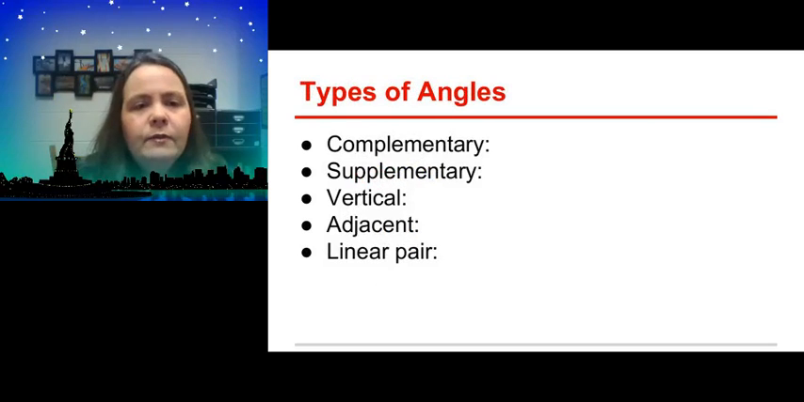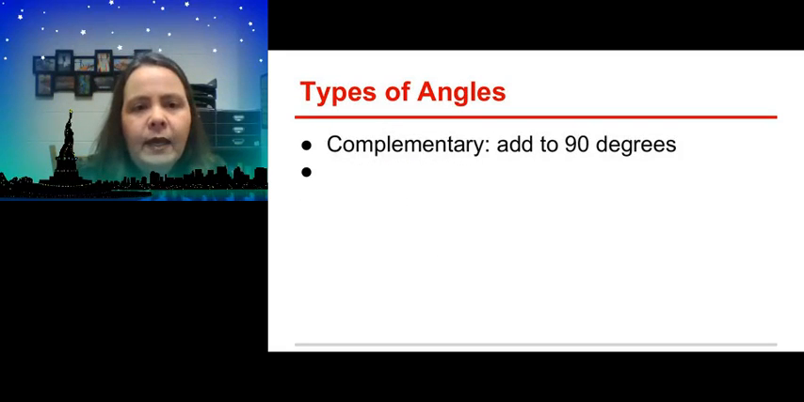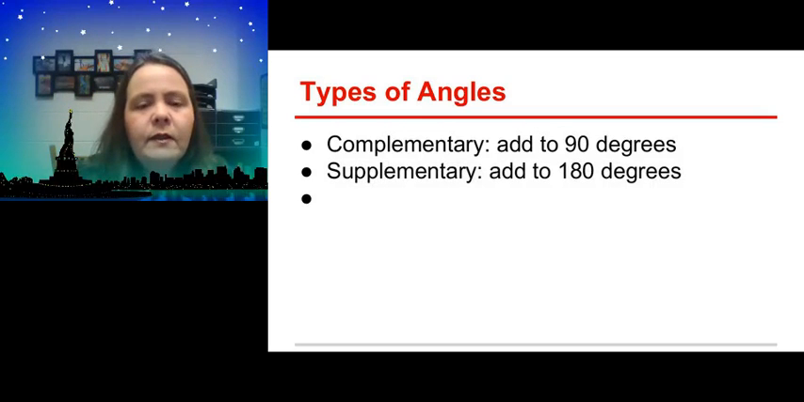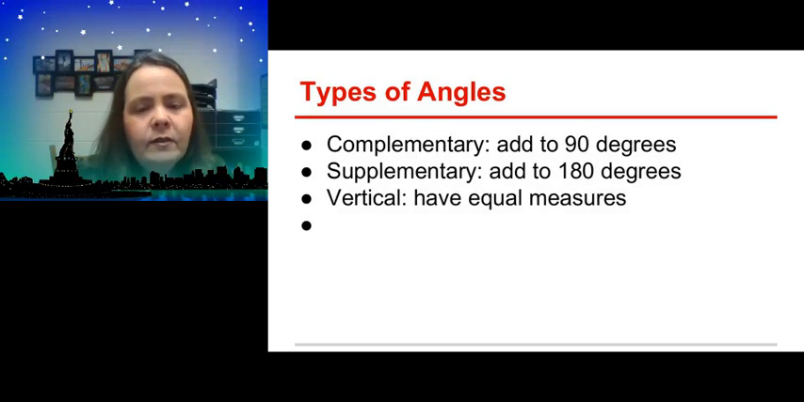All right, so let's review. We have complementary angles, and complementary angles add to 90 degrees. There are 2 angles that when you add them together, they're equal to 90 degrees. Supplementary angles add to 180 degrees. They can be adjacent or non-adjacent. Complementary angles can be adjacent or non-adjacent. Adjacent just means that they share a side in common. Non-adjacent, they're separated. All right, vertical angles have equal measures, and they also share a vertex.